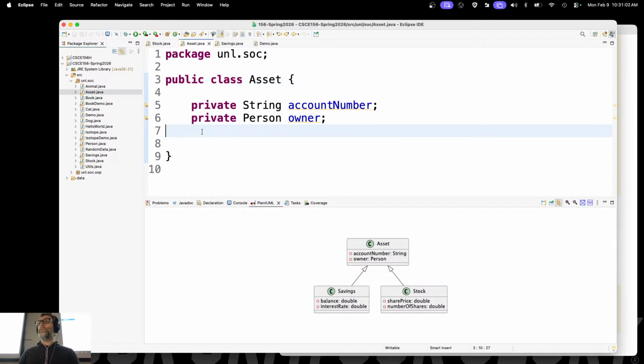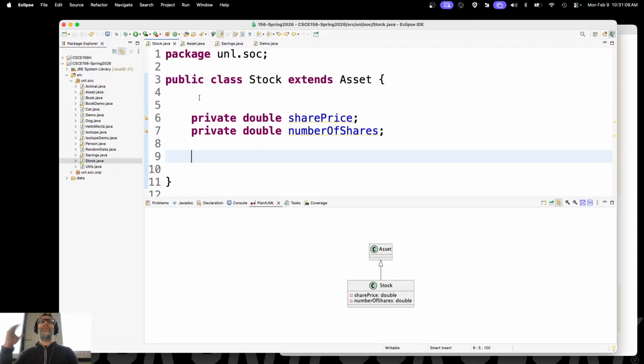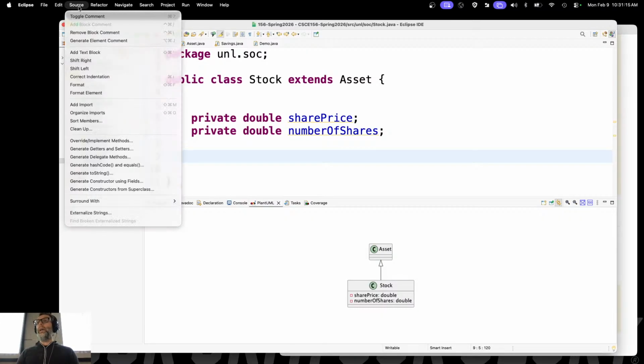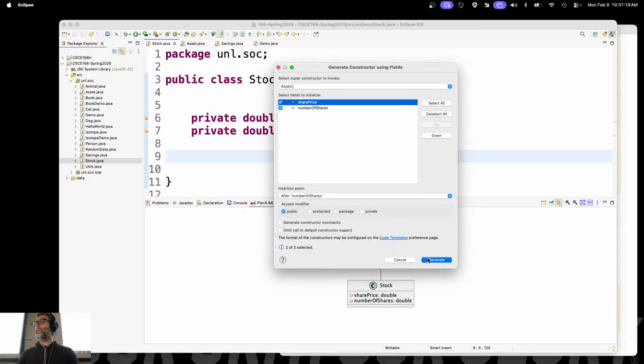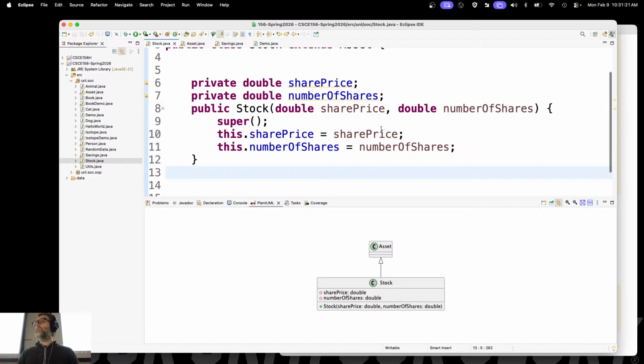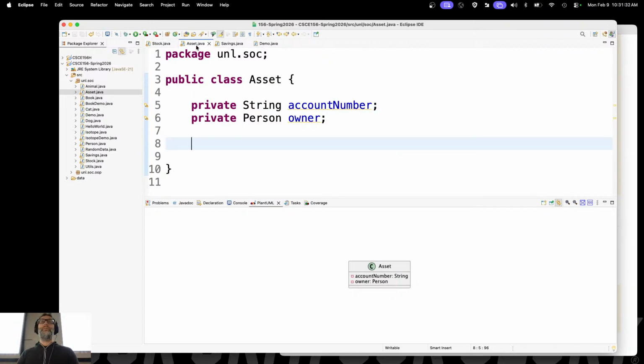We do have some work still to do though, right? So for example, how can I create a stock? I want to create stock of, I don't know, Microsoft or Apple or something like that. Well, I need a constructor. So let me go ahead and create constructor using fields. And if I do that, then great, but I don't see any way that I can say who owns this stock or what the account number is. Remember that that's in the superclass.